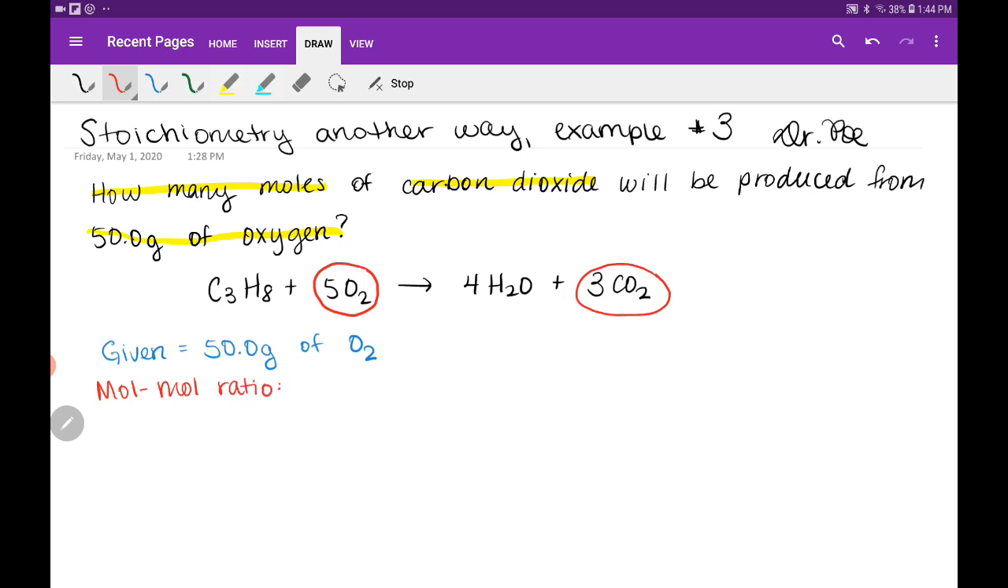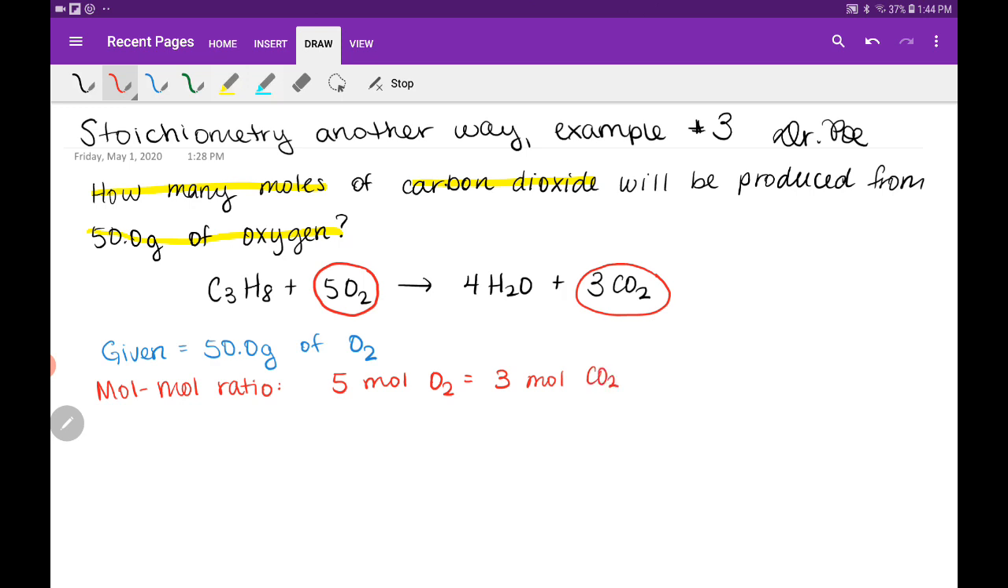comes directly from the balanced chemical equation, and you can write this in either way. You could start with the, I just write it left to right, but you can write CO2 first if you want. Oops, I left out the word mole. So we know that there are 5 moles of O2 in this recipe and 3 moles of CO2 in this recipe.